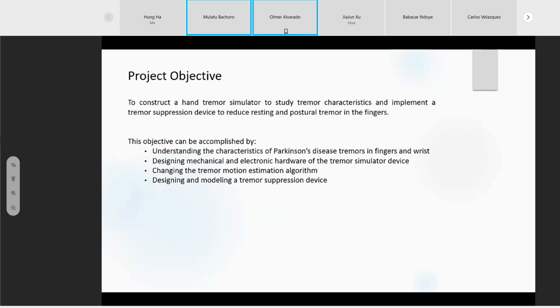And to accomplish this, it was important to understand the characteristics of Parkinson's disease tremors in fingers and wrists. Design the mechanical and electric hardware, as well as the software, for the simulator, and the tremor motion estimation algorithm. It was also important to design and model a tremor suppression device. Next slide.